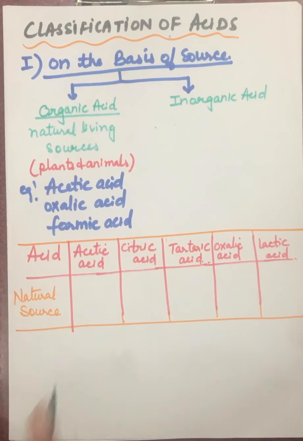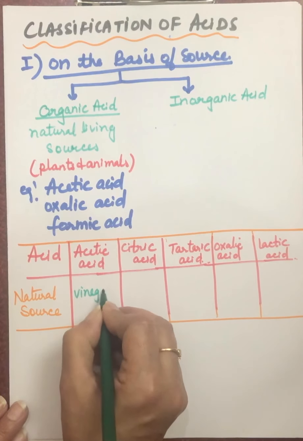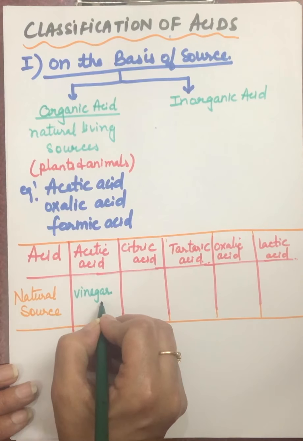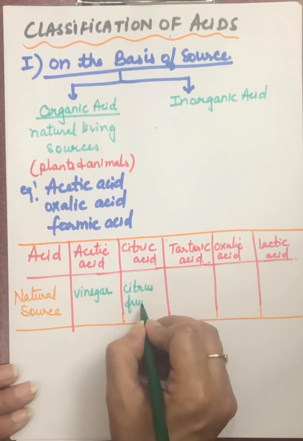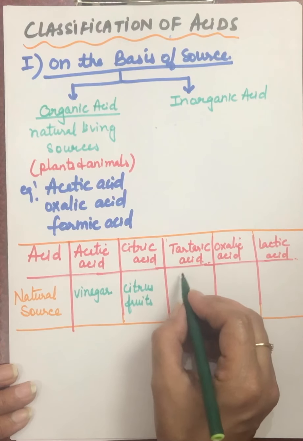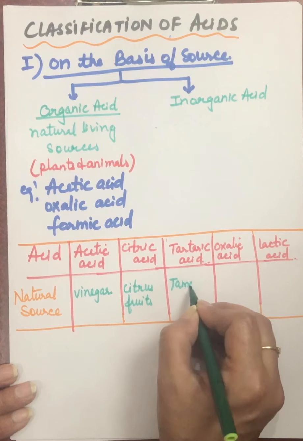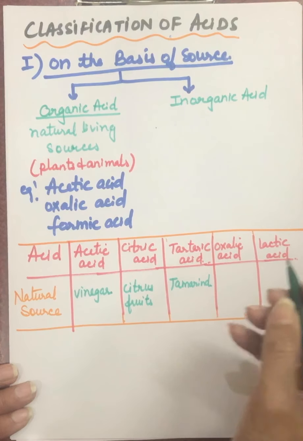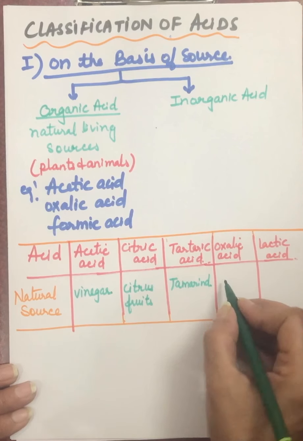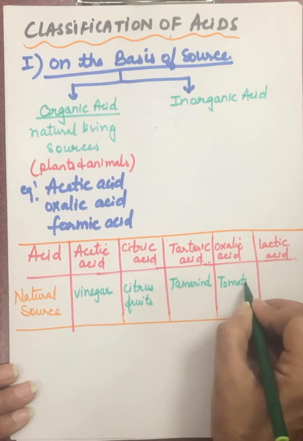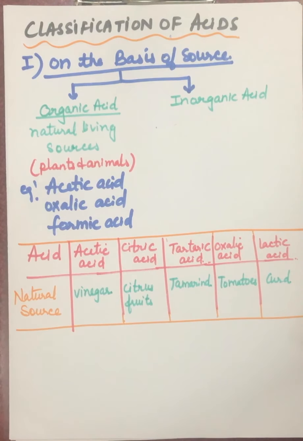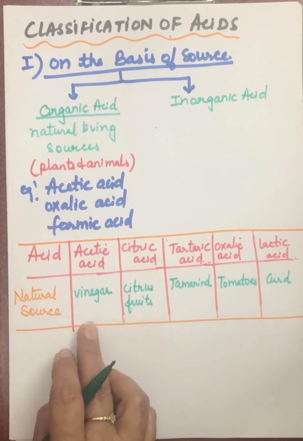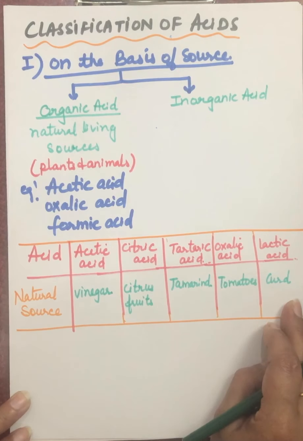Acetic acid's natural source is vinegar. Citric acid is obtained from citrus fruits like oranges and lemon. Tartaric acid is obtained from tamarind. And oxalic acid we get from tomatoes. Lactic acid we get from curd. So these are the natural sources of these acids. Since we are getting them from natural living sources, all these are called organic acids.